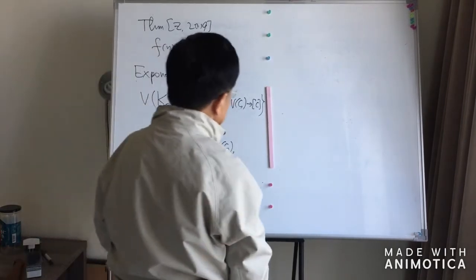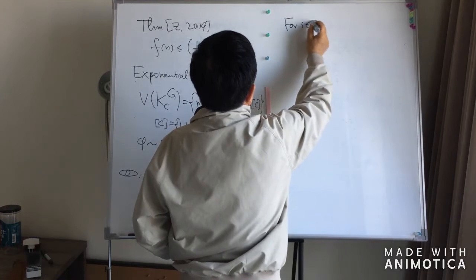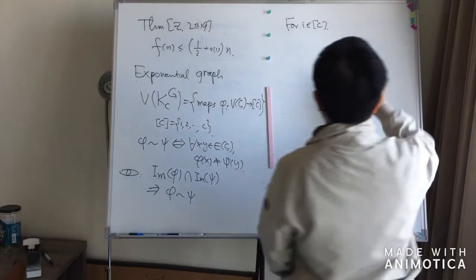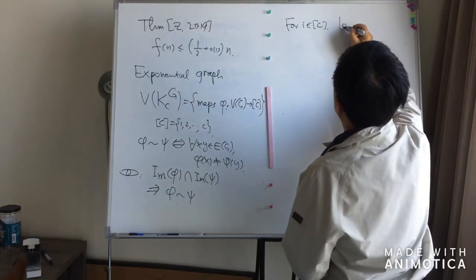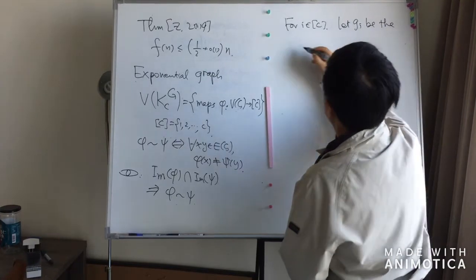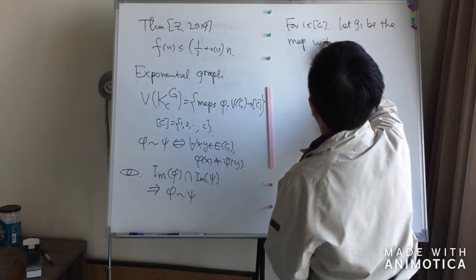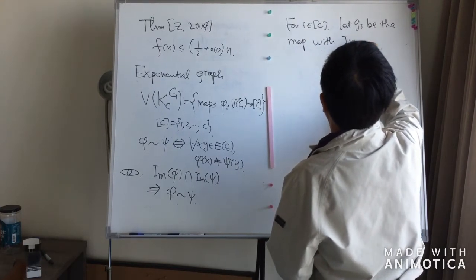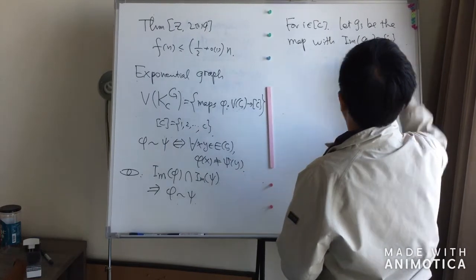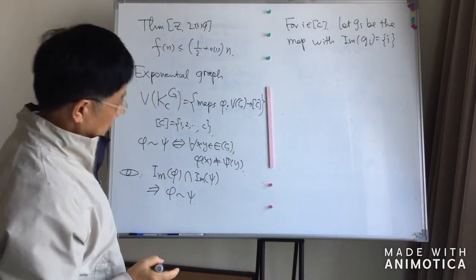Okay, so for color i in C, we let G_i be the map, which is the constant map with the image of G_i equals i. That means it colors all the vertices of G by the same color i.